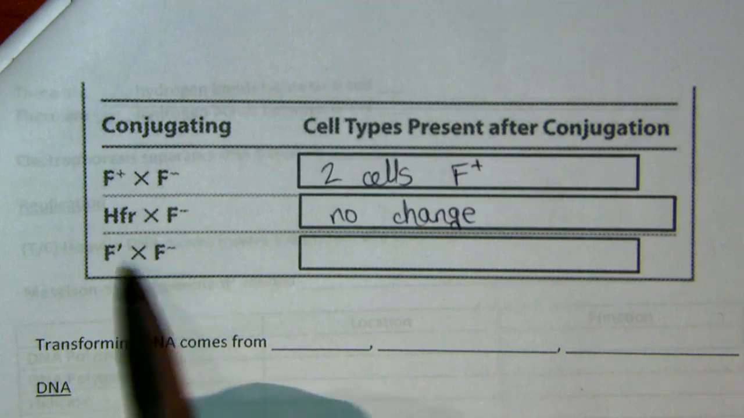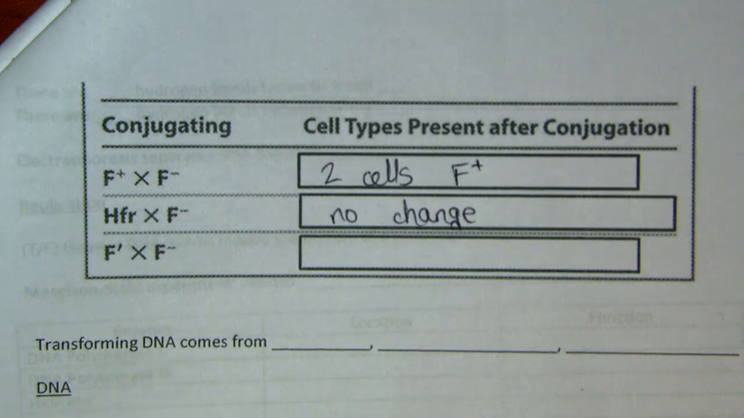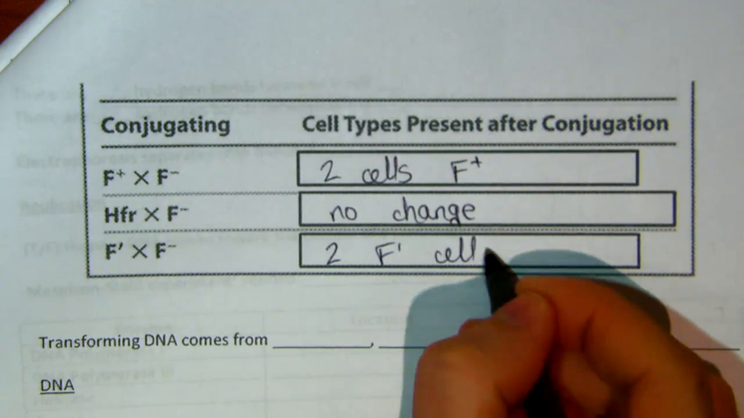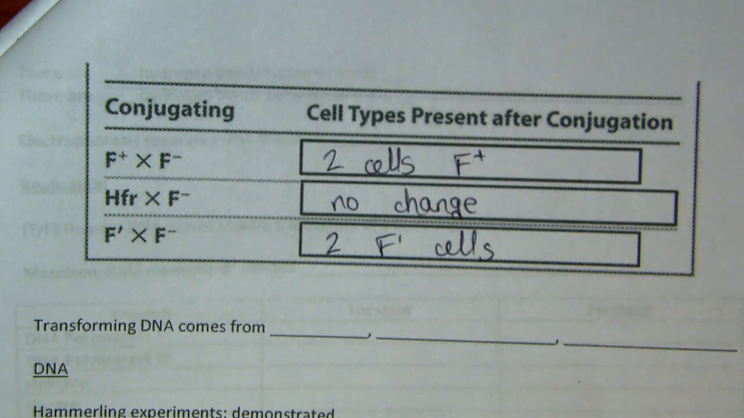And if we have this kind of interaction, an F minus and an F apostrophe, you could say we have two F apostrophe cells, or two F prime cells.